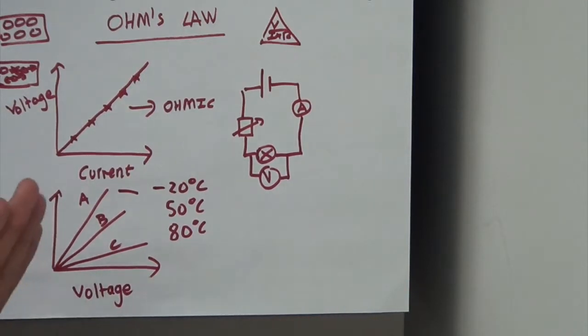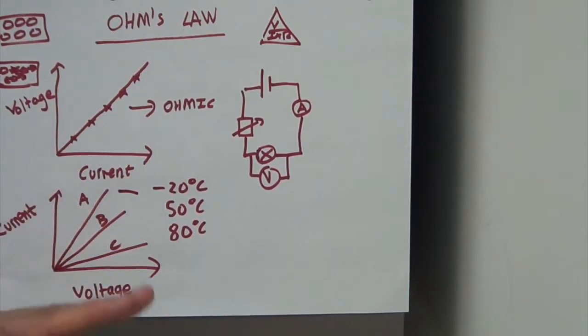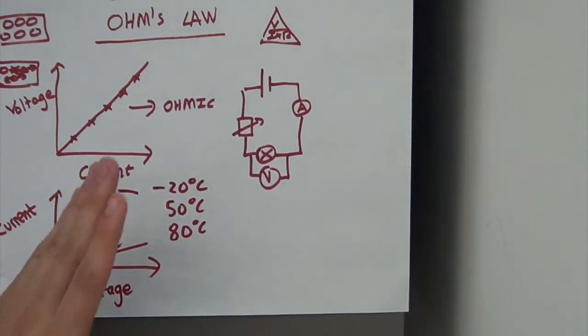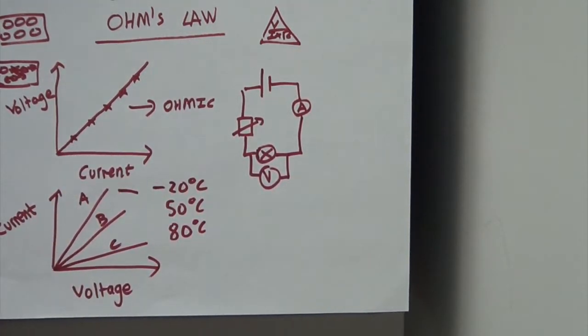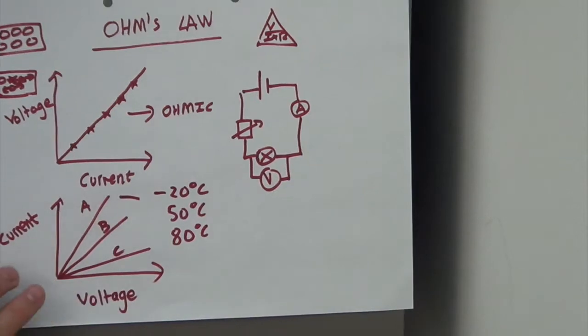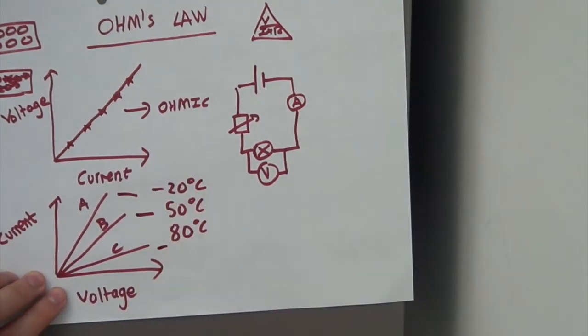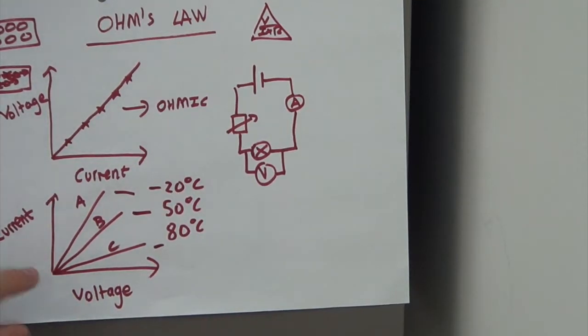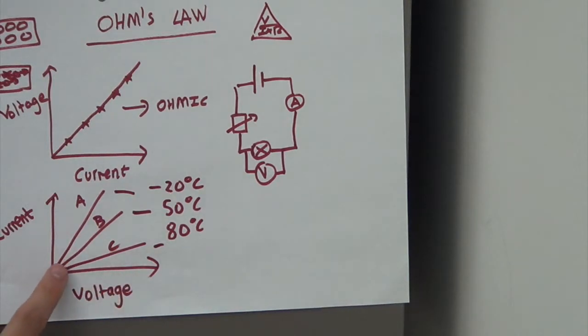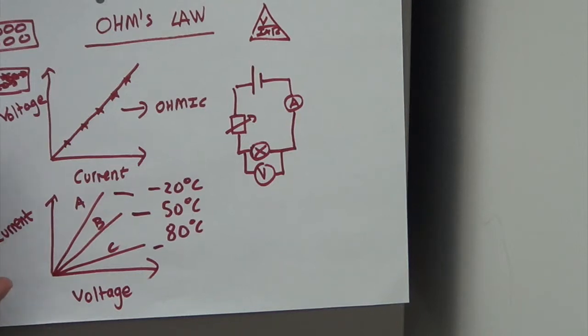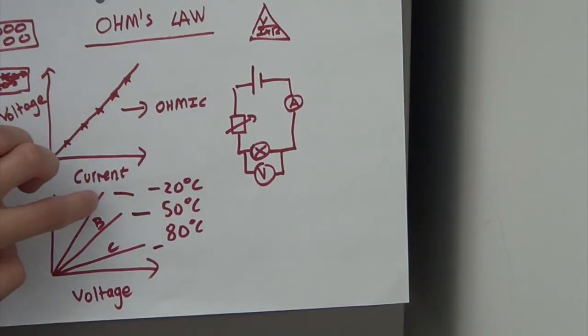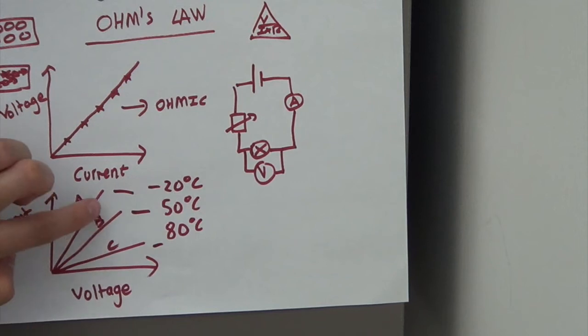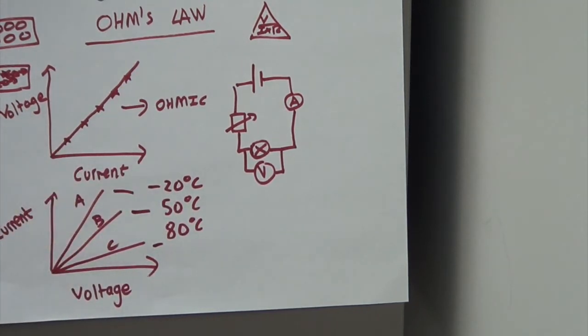By the way, all of these are ohmic resistors, because they're straight lines, so they're proportional to each other. That's got to be minus 20, and this has got to be 50, and that's got to be 80. At 80 degrees Celsius, you've got a lot of vibrations happening, therefore it doesn't matter if it was ohmic, you would still have a very low current. So with these types of diagrams, you need to be able to identify what temperatures each resistor could be linked with.